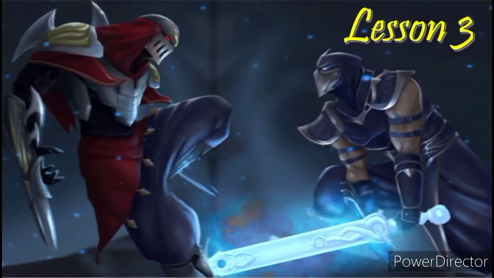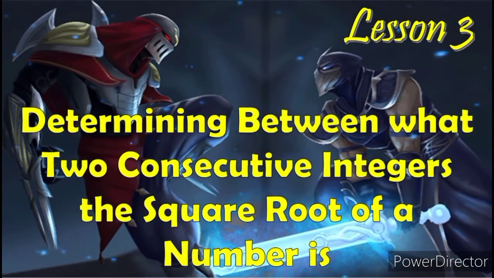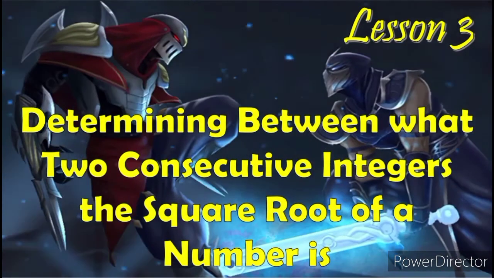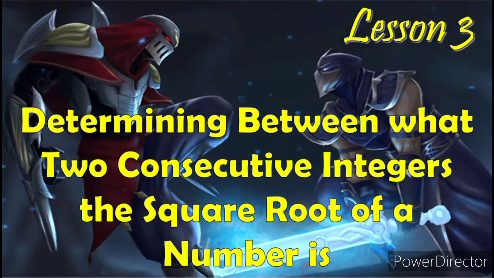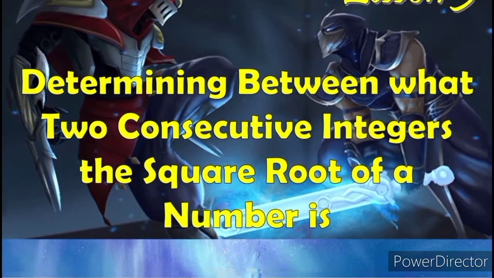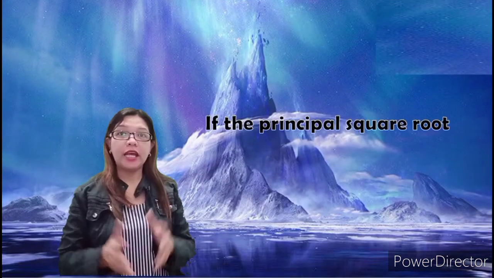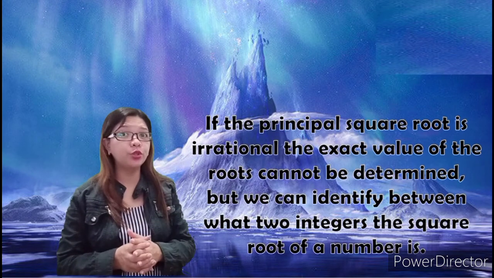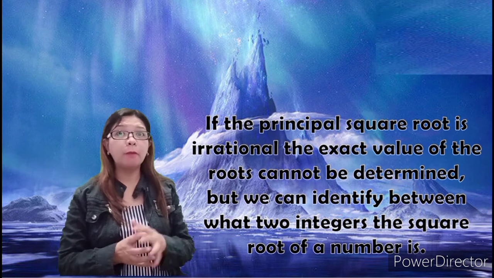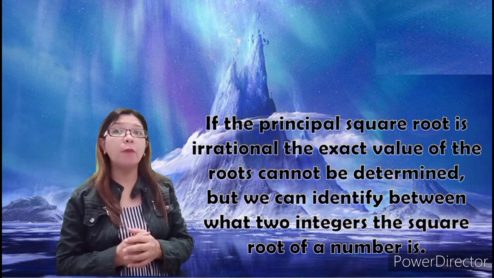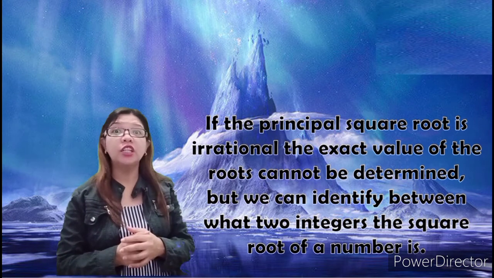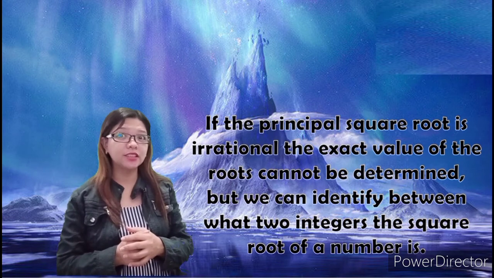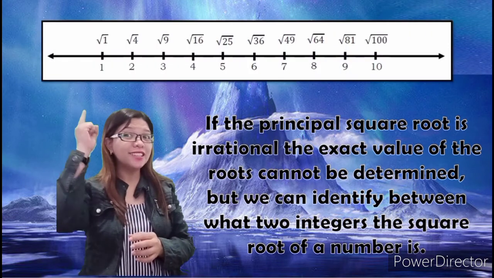Lesson number 3. Determining between what two consecutive integers the square root of a number is. If the principal square root is irrational, the exact value of the roots cannot be determined. But we can identify between what two integers the square root of a number is. Let's try to use the number line.